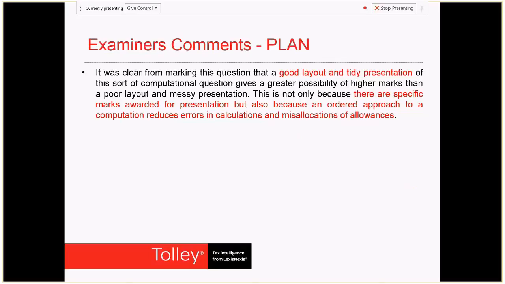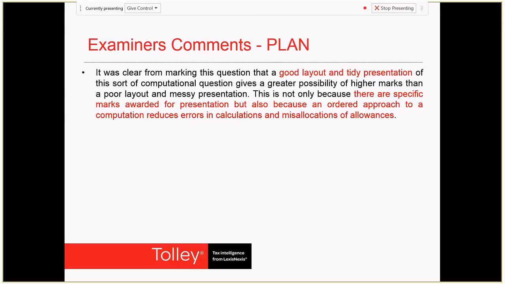This is not only because there are specific marks awarded for presentation, which there are, but also because an ordered approach to a computation reduces errors in what you're doing. If you have an ordered way of going about things, here's all my workings, I'll put that number now into this computation, you're less likely to forget things and make mistakes.